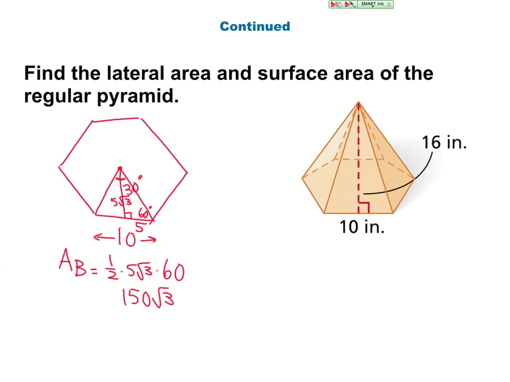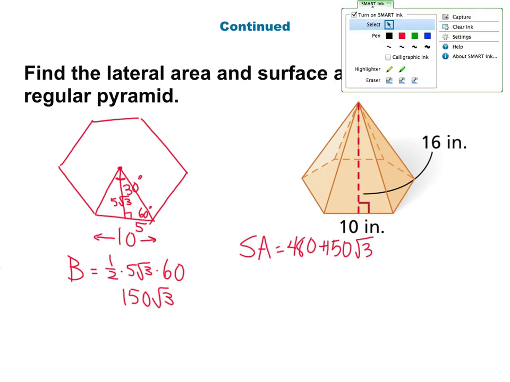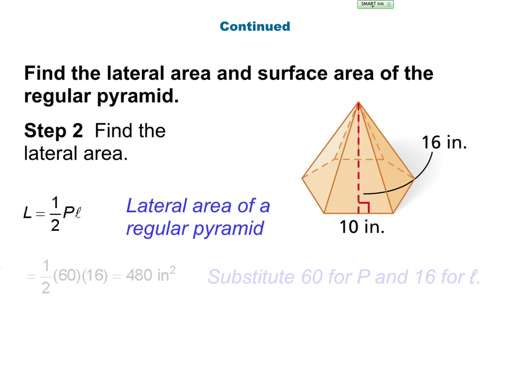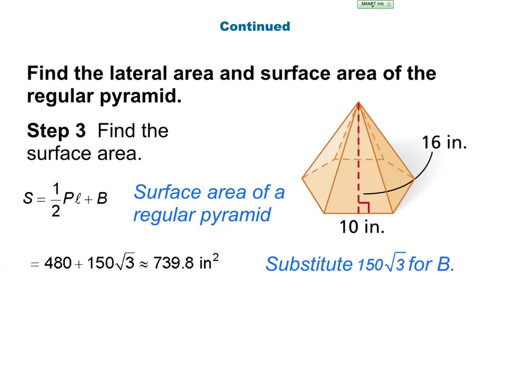Okay, so this is what I need to add on. I'll just put a capital B. This is the base that I need to add on to our last answer. What was our last answer? 480. Okay, so surface area is going to be 480 plus 150 square roots of 3. I don't think I gave directions to go to decimal, but you probably are doing that. Let me finish clicking my solutions and see if our final number matches up. Surface area, 739.8.